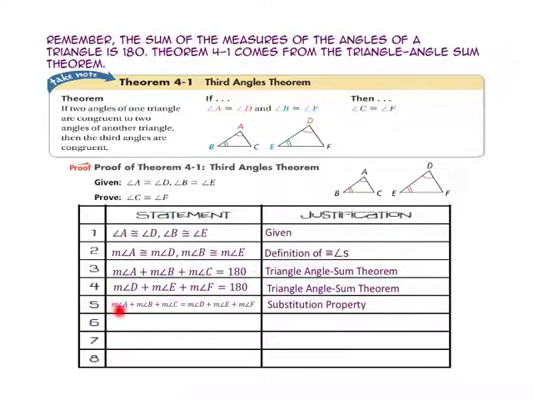Since the measure of angle A is congruent to the measure of angle D, and the measure of angle B is congruent to the measure of angle E, let's substitute these two angles for these two and say that the measure of angle D plus the measure of angle E plus the measure of angle C will equal the measure of angle D plus the measure of angle E plus the measure of angle F. Now let's use the subtraction property of equality to subtract the measure of angle D and E from both sides. And finally, since the measure of angle C is equal to the measure of angle F, that means angle C is congruent to angle F by the definition of congruent angles.